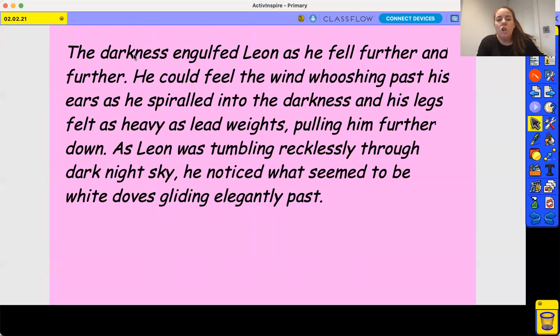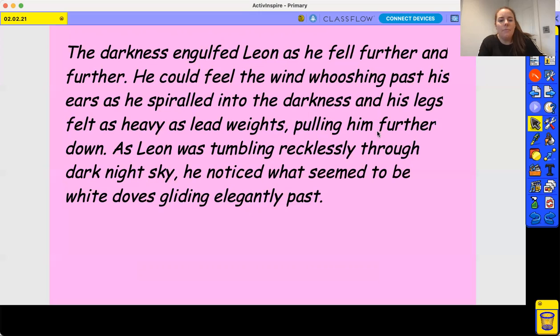So we know that there was a darkness, and the engulfed means it's almost surrounded him, it took over him as he fell further and further. And I've chosen to say further and further rather than just saying he fell down. So it almost emphasizes the fact that he was falling for a long time, further and further. He could feel the wind whooshing past his ears as he spiraled into the darkness, and his legs felt as heavy as lead weights, pulling him further down.